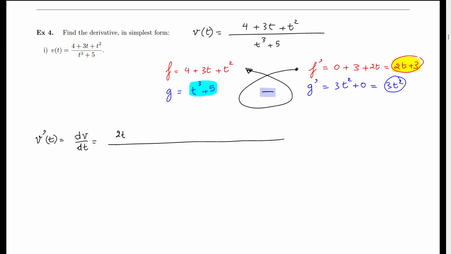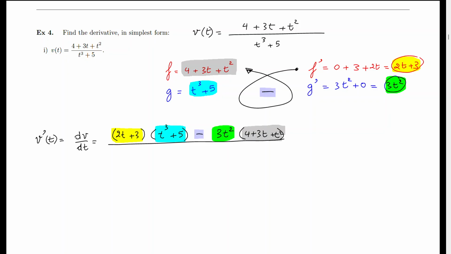So the 2t plus 3 gets multiplied with the t cubed plus 5. And let me color code them so you can see which one came from where. And next, there's a minus sign because the rule tells me to put a minus. I'm doing a quotient rule. And then I'm supposed to multiply the 3t squared with the opposite corner. So 3t squared gets multiplied with the 4 plus 3t plus t squared. That's the last corner of f.